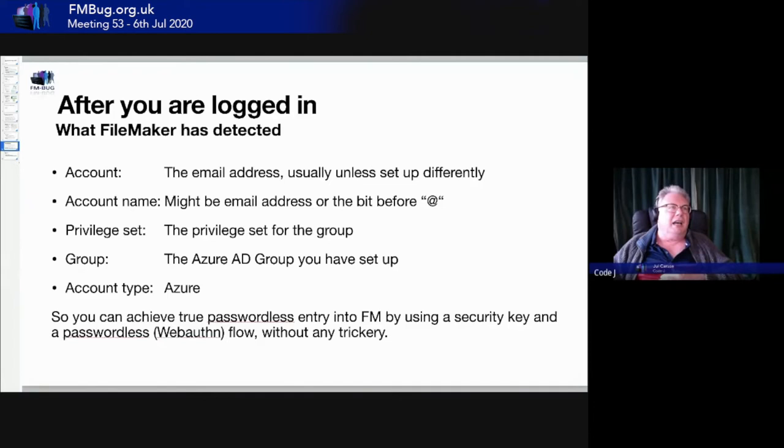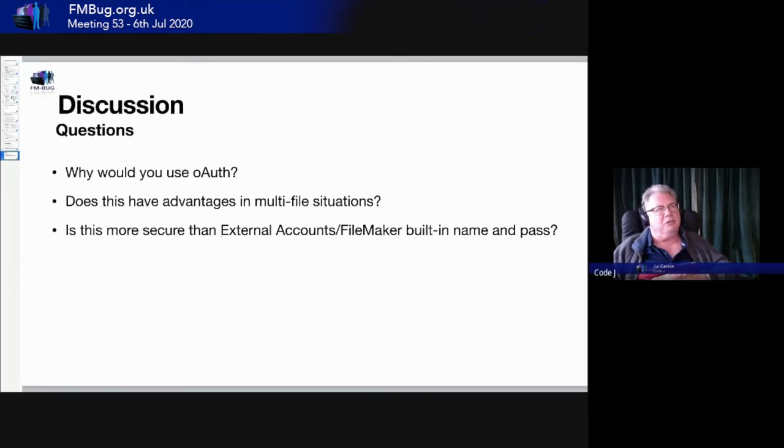After that whistle-stop introduction, the questions that I thought would be interesting to talk about would be, why would you use OAuth? I think we've had some answers to that already in what people have said earlier. Does this have an advantage in multi-file situations where you've got to change a lot of things? If you do it the traditional way, can you change less using OAuth? And is it more secure than external accounts, FileMaker's built-in name and password? I'll throw it back to you lot.